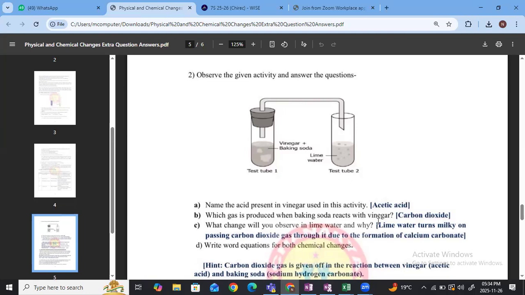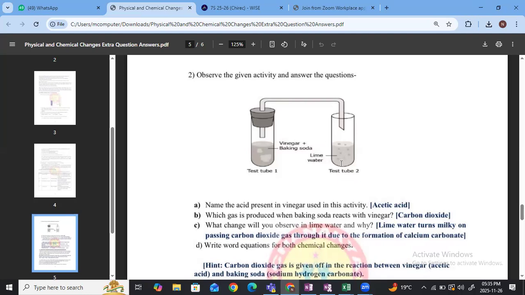Carbon dioxide. Ma'am, carbon dioxide. Yes. What is the formula for baking soda? Ma'am, baking soda is CO3. It is sodium hydrogen carbonate, NaHCO3. And acetic acid is CH3COOH. Yes, very good. What change will you observe in lime water and why?